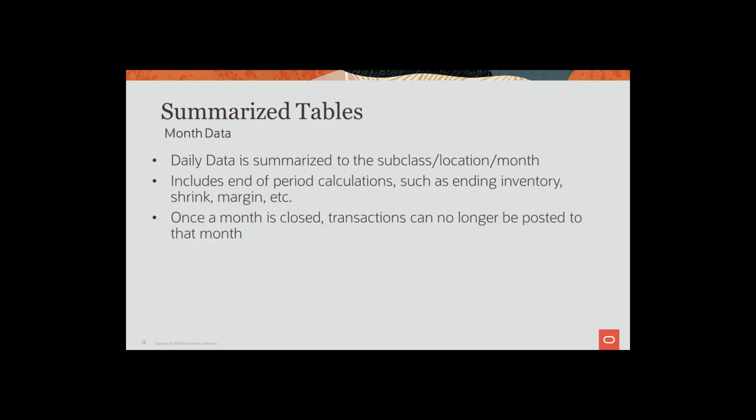Month data is calculated by summarizing daily data at the subclass location month. At the end of the month, additional calculations such as ending inventory, margin, shrink, etc. are calculated. Unlike daily and weekly data, once a month is closed, transactions can no longer be posted to that month. All transactions created after the month is closed will be posted to the current open month.